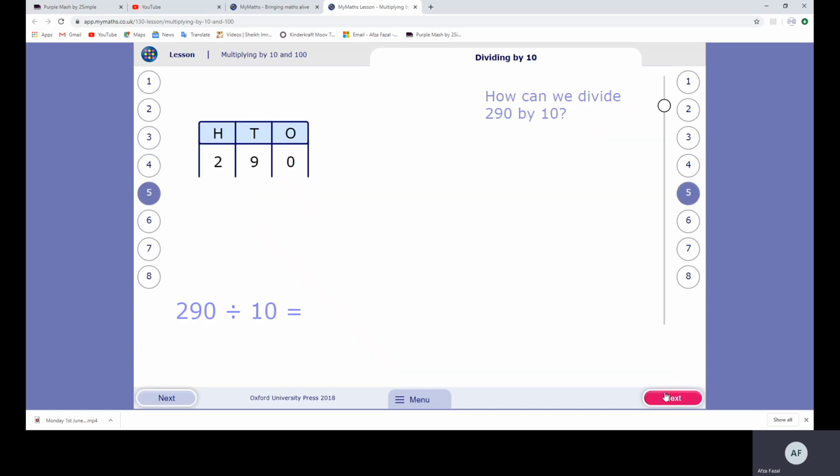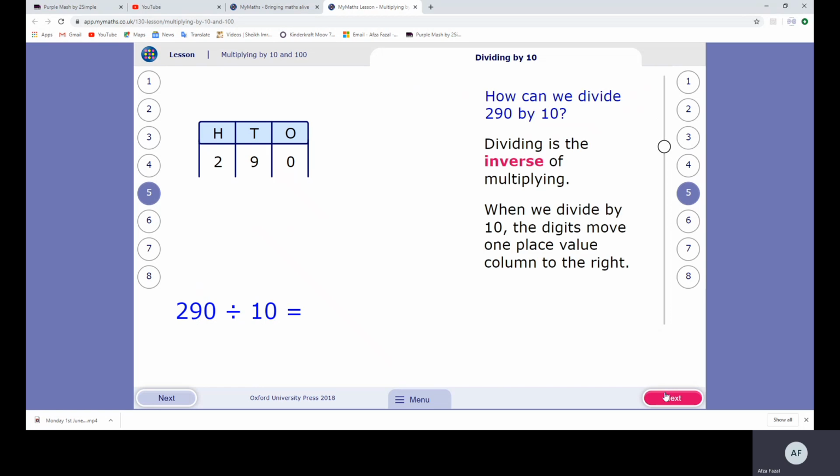Now we're looking at dividing. So in division, you move them to the right. So in multiplication, moving to the left, the number's getting bigger. In division, your answer's getting smaller, so you're moving them towards the right. Dividing is the inverse of multiplication. When we divide by 10, the digits move one place value to the right. So 290 becomes 29, as you can see there.